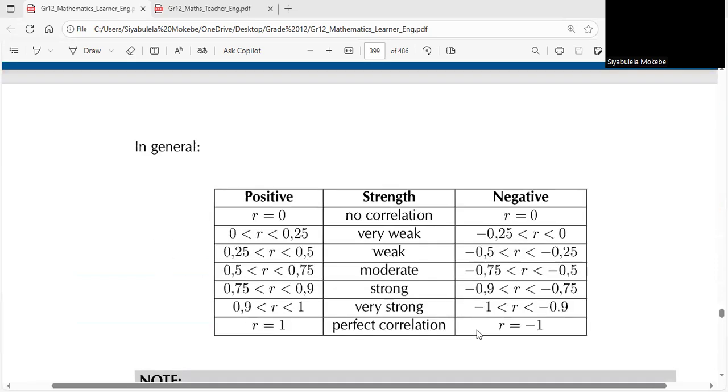So in general, these are some of the things that you're going to have to remember. If R is 0, then we have no correlation. If R is between 0.25 and 0.5, the strength is weak. The same applies to negatives. Moderate is 0.5 to 0.75. Strong is 0.75 to 0.9. Very strong is 0.9 to 1. And then perfect correlation is when we have 1 or -1 on the other side.